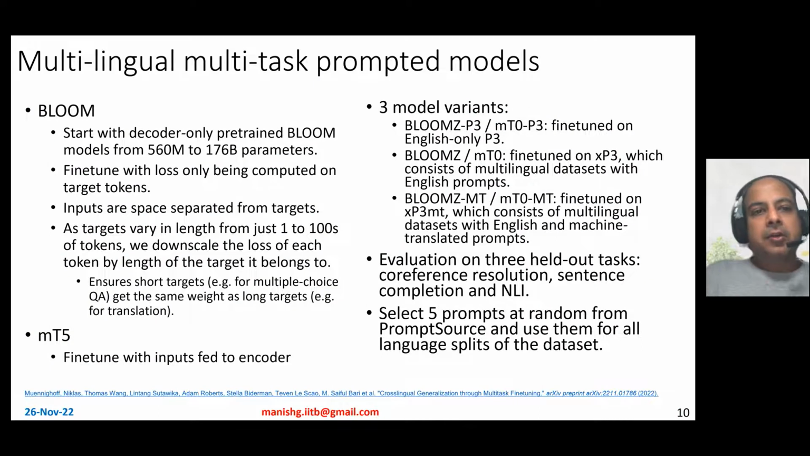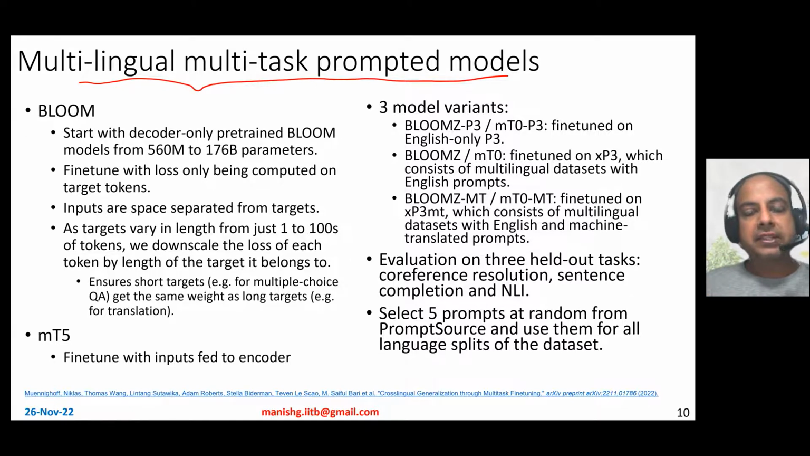Now let's talk a little bit about multilingual multitask prompted fine tuning. Remember, multilinguality is being brought into the picture, and we also talked about XP3 data. So here two models make sense: Bloom and MT5. Why? Because Bloom is a multilingual version of GPT, and MT5 is multilingual T5. So it makes sense to start from these kinds of models for the training part.